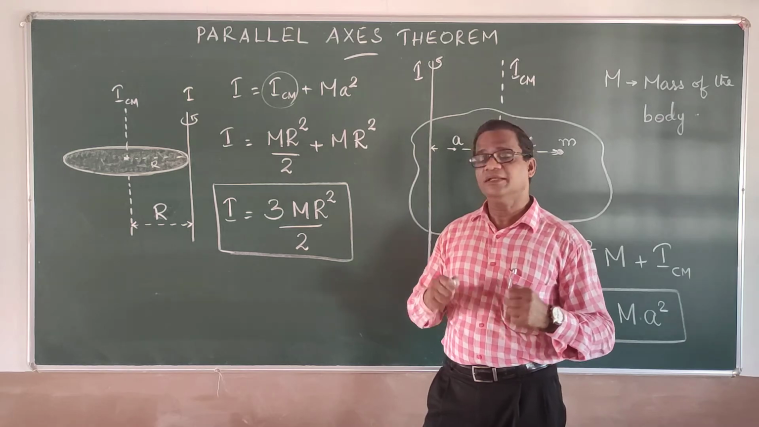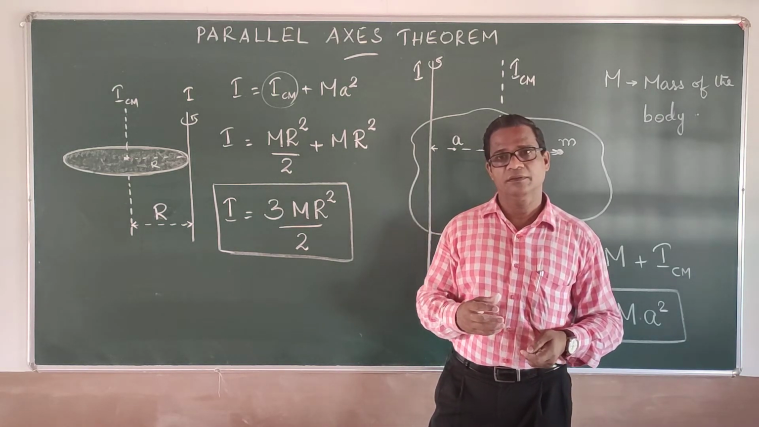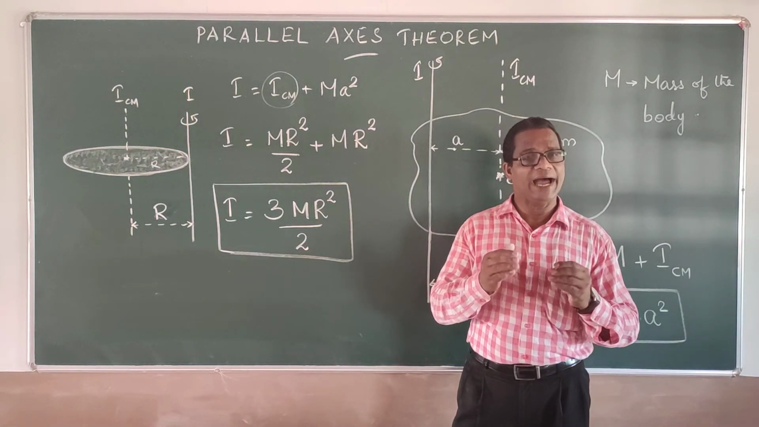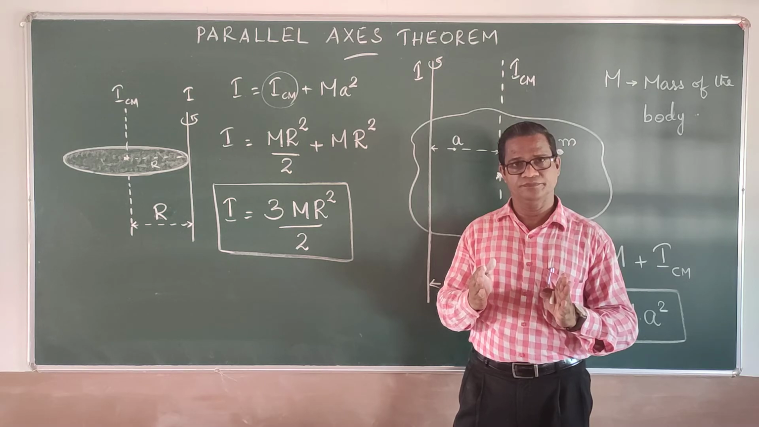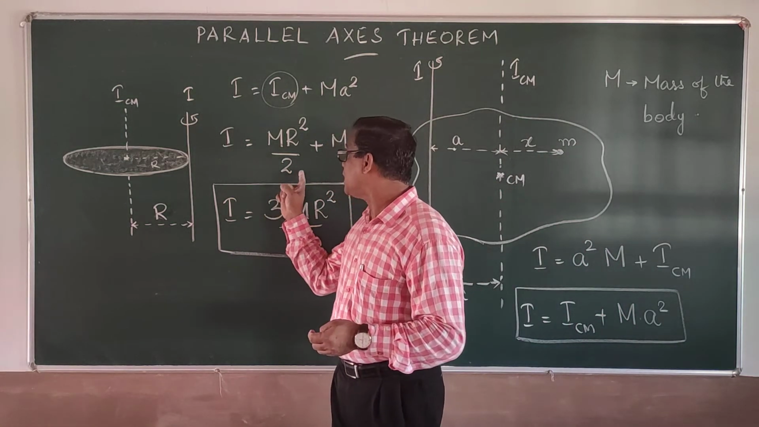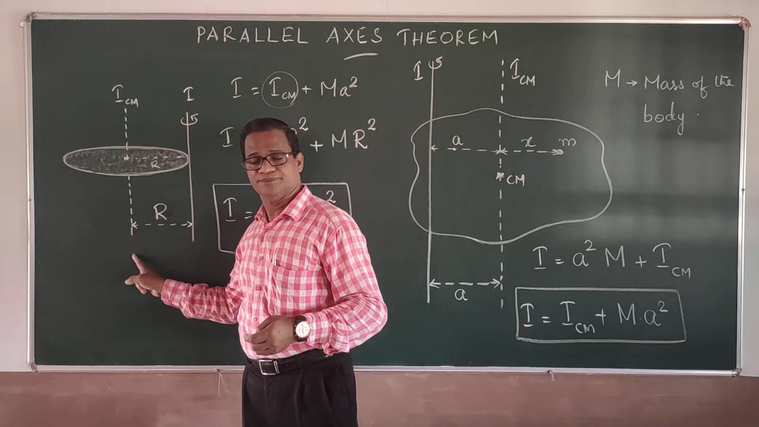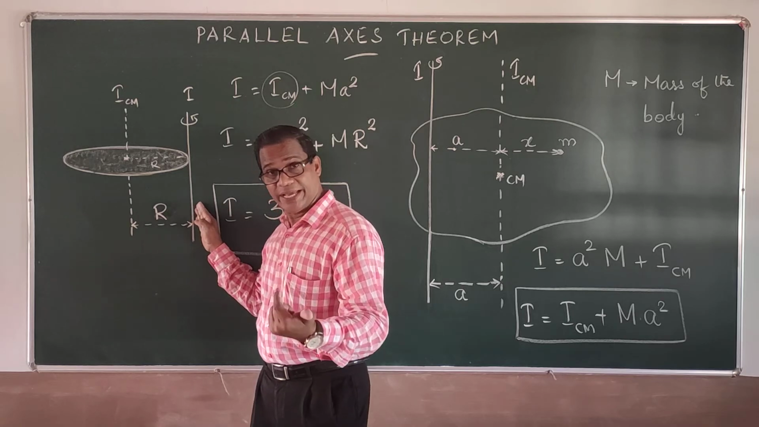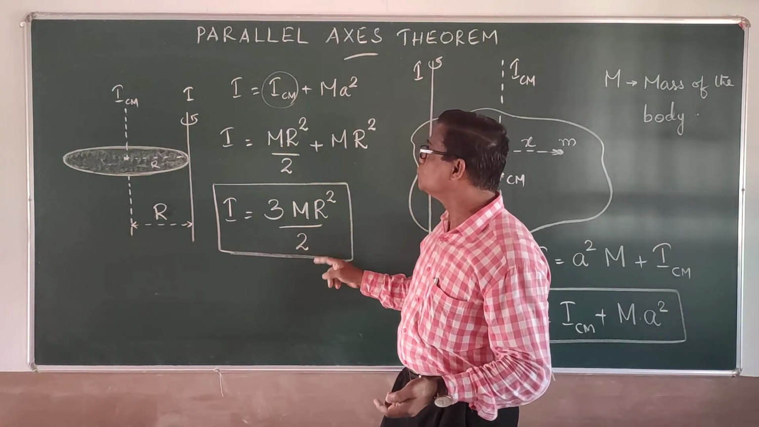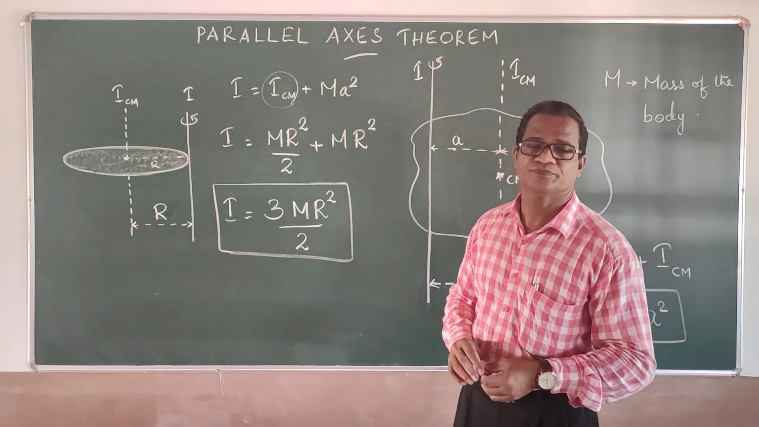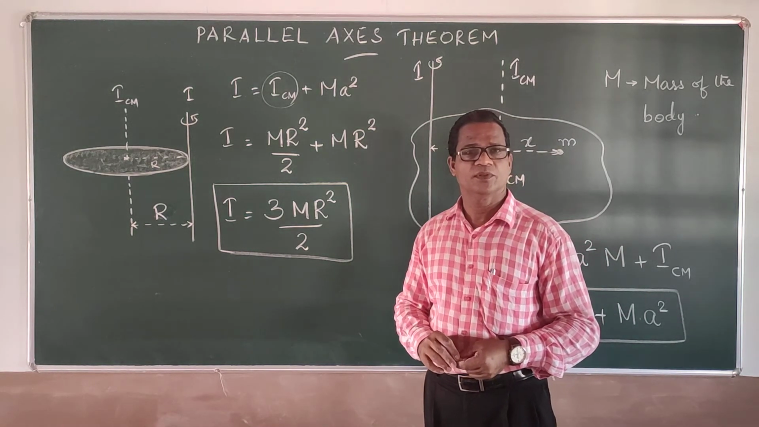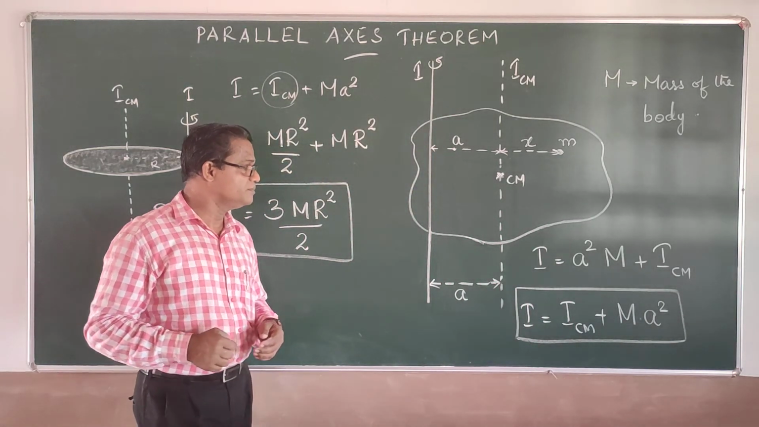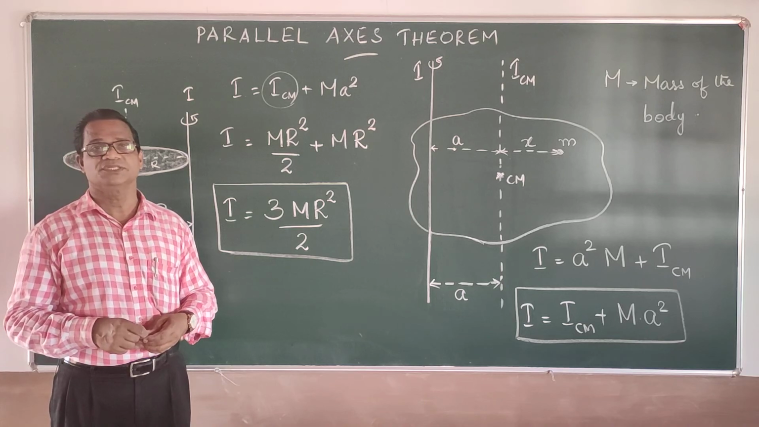Another thing is that here we are indirectly proving that the moment of inertia of an object depends on the axis of rotation. Earlier we defined this value about its own axis. Now we have defined the moment of inertia with respect to another axis, and accordingly the value is changing. So this is how we apply the parallel axis theorem in finding the moment of inertia of an object.